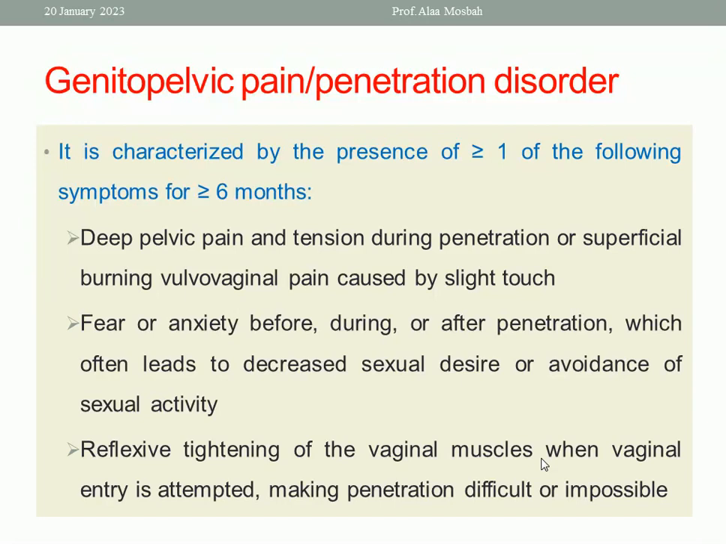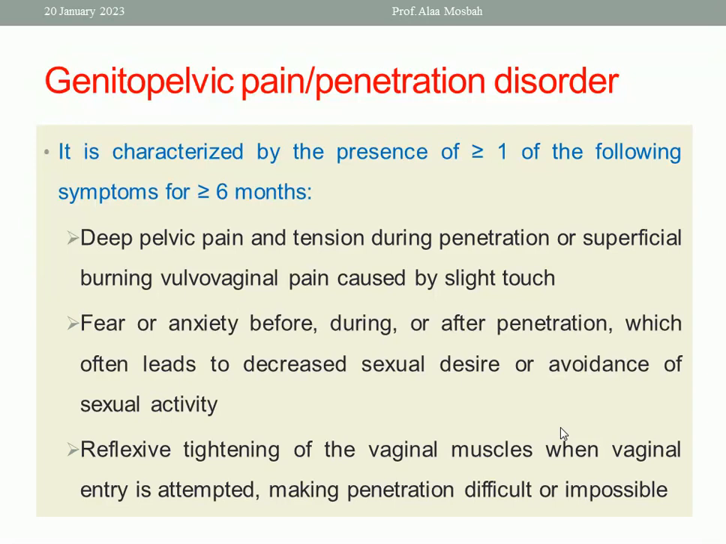Next is the genitopelvic pain and penetration disorder, like dyspareunia and other penetration disorder. It is characterized by the presence of one or more of the following symptoms for 6 months or more. Remember, the 6 months duration or more should always be present. So we need one or more items of these to say genitopelvic pain and penetration disorder. What are the items? Deep pelvic pain and tension during penetration, or superficial burning vulvovaginal pain caused by slight touch. Or fear or anxiety before, during, or after penetration, which often leads to decreased sexual desire or avoidance of sexual activity.